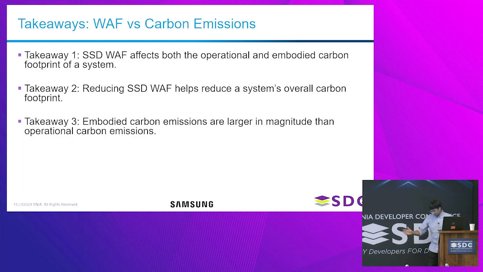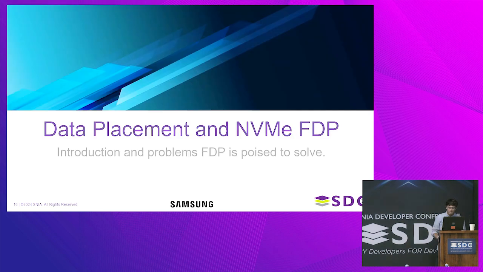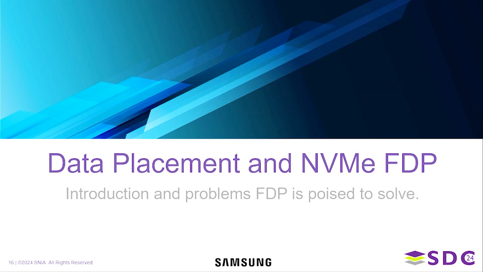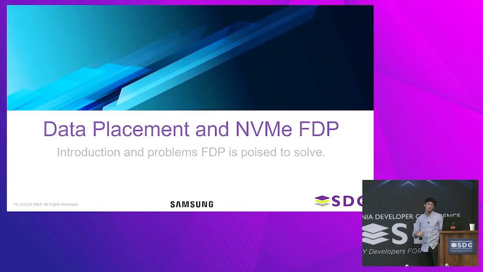So what are our takeaways so far, right, with all this background? It's essentially that SSD WAF affects both operational carbon emissions, power, and embodied carbon emissions, lifetime, and reducing WAF helps you reduce your overall system's carbon footprint. And embodied carbon emissions are larger in magnitude than operational carbon emissions. So if you had to optimize for one, you would pick embodied carbon emissions. So with that in mind, let's move to data placement, which we believe is a much better method of optimizing and reducing WAF, and therefore also carbon emissions.